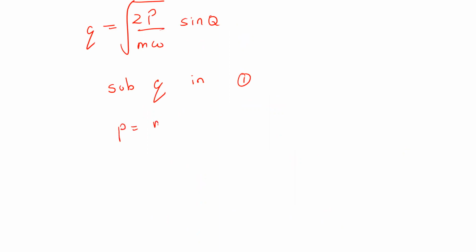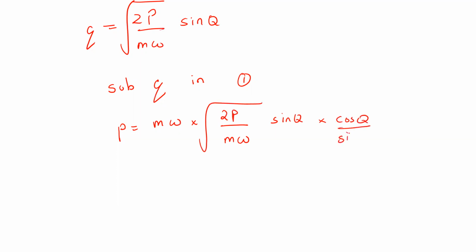So what I get is p is equal to m omega. So now what we have is p is equal to 2P.